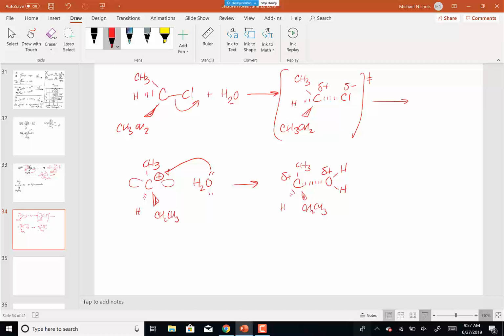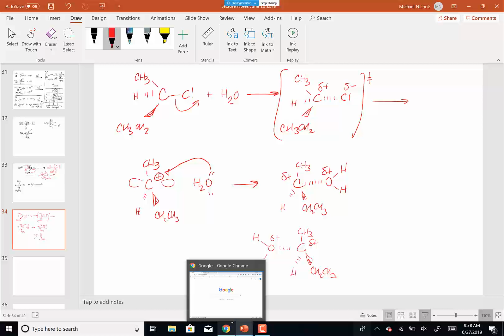And again, if you want, we could write that from both sides, with a delta positive and a delta positive there. So we could show the transition state, if we wanted to, reacting on both sides of the carbocation. But the bare minimum you have to have is just one of those two.